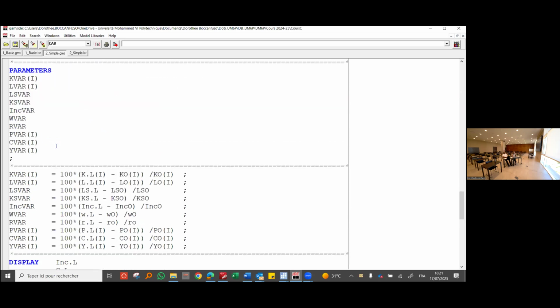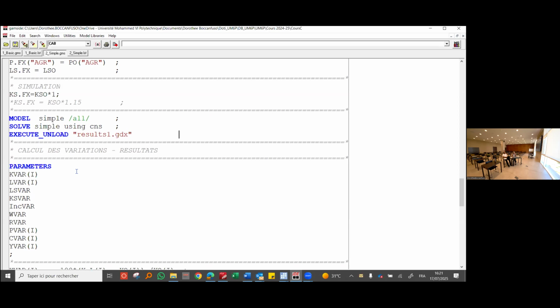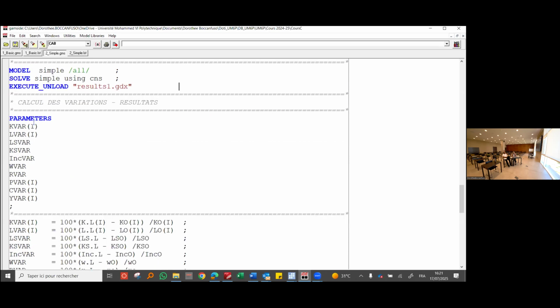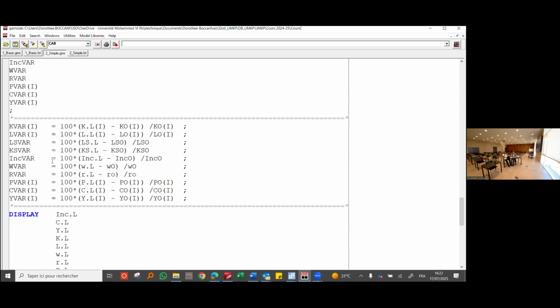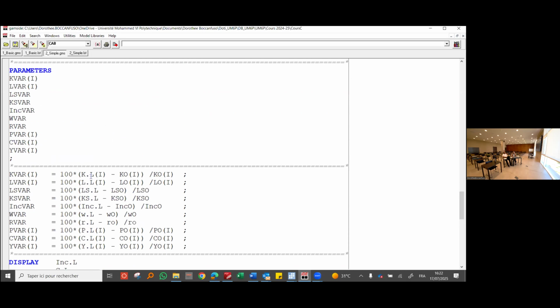You also have the possibility, as Shahir did in the code, to calculate the variation and to put here the variation between the solution after simulation and the initial situation. It's the variation in percentage multiplied by 100. You have the variation in percentage of the demand of capital for each sector.